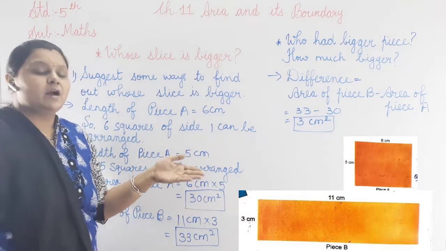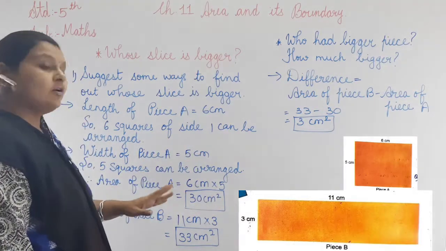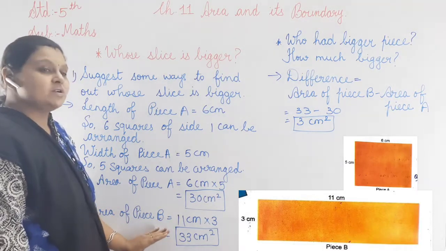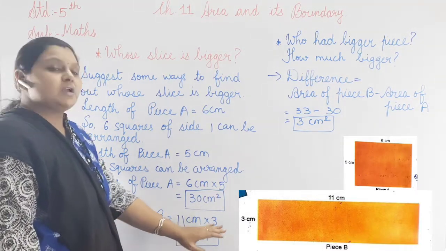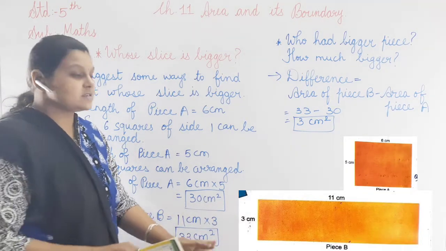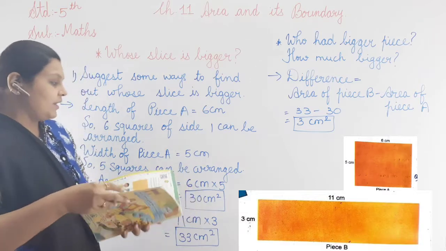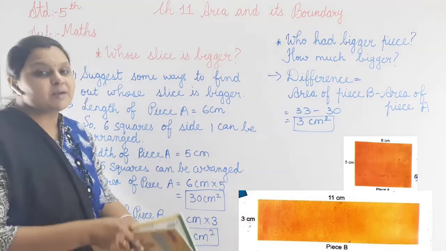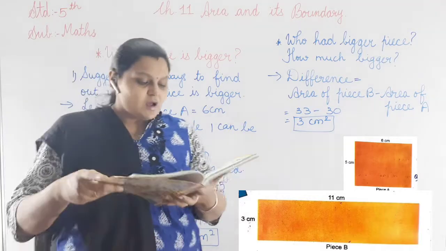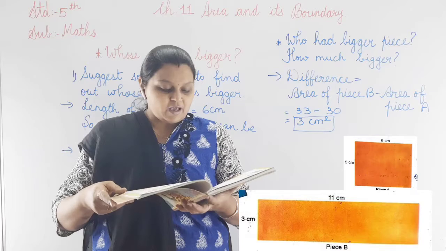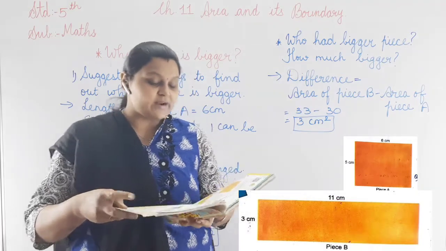Now we will find out the area of piece B. Area of piece B is equal to 11 cm into 3, that is 33 cm square. So if we compare, we can say that the area of piece B is bigger. We'll move further. A friend of Parth and Guinea showed one way using small squares.